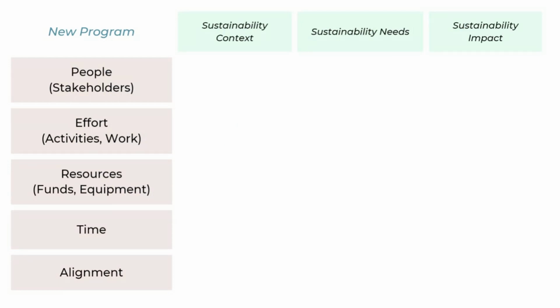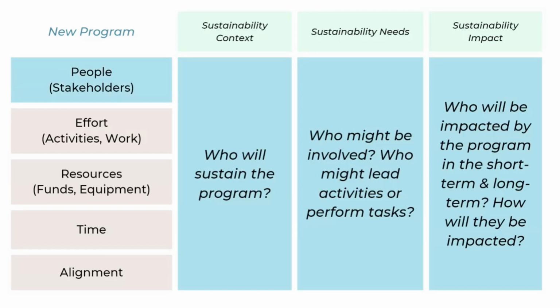And so with sustainability assessments, we're trying to understand the needs and impact of sustaining our new program. And so I find it useful to consider the context, the needs, and the impact of that program across a couple of different areas. So people or stakeholders, effort, resources, time, and alignment. And so, for example, for people, we might consider, who is going to sustain or implement the program? Is there a program manager? Is it going to be assigned to some new or existing team?